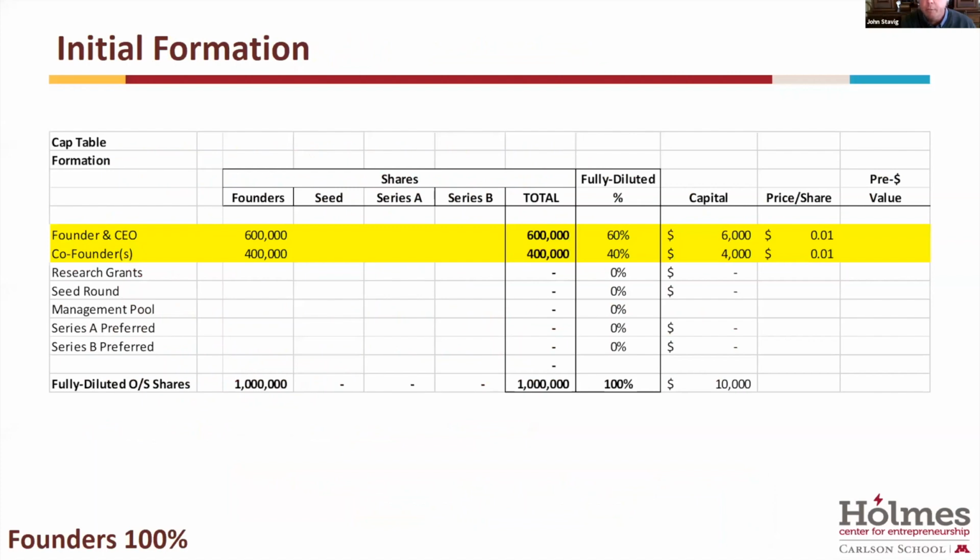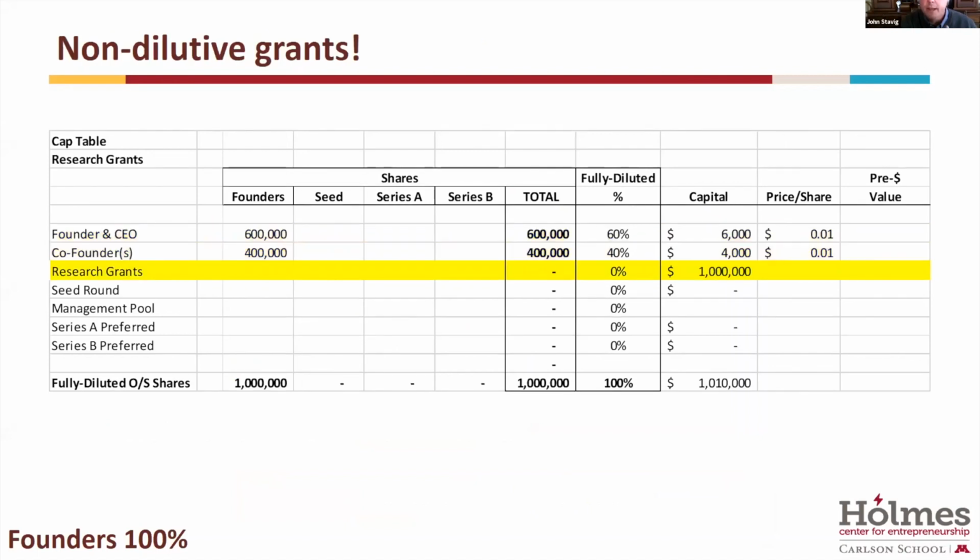So again, the initial formation, we get 2 or more in terms of the founding team having an initial piece. Here's my plug for Pat Dillon and the SBIR program. If you're in a research area and have an opportunity for non-dilutive funding, you should absolutely go for it. And as you see in the cap table as this goes through, if you can raise, in this case, $1 million, that puts you way ahead. It's non-dilutive.